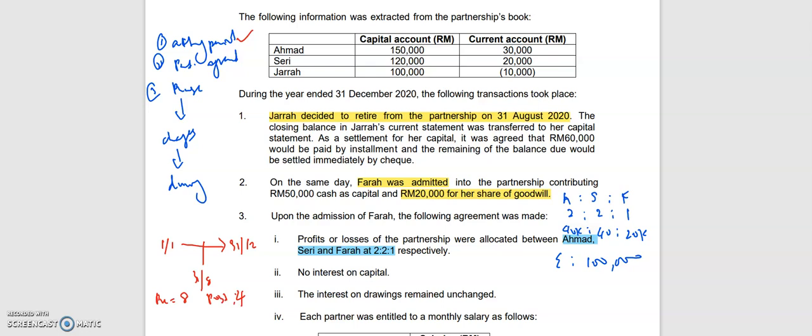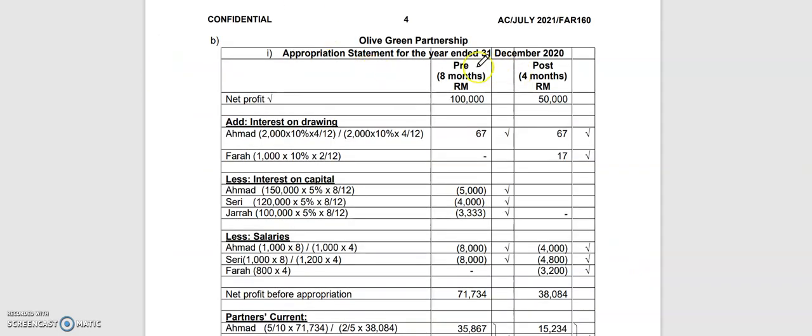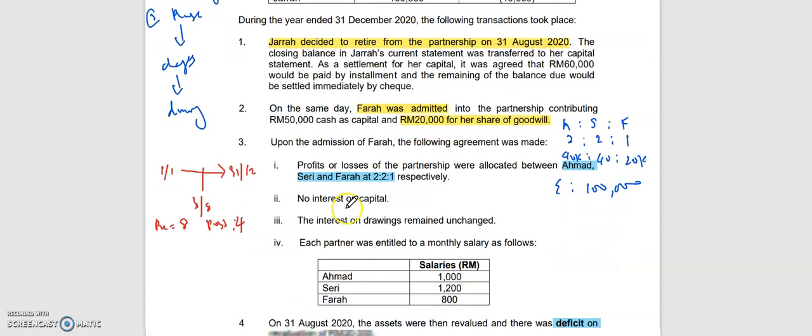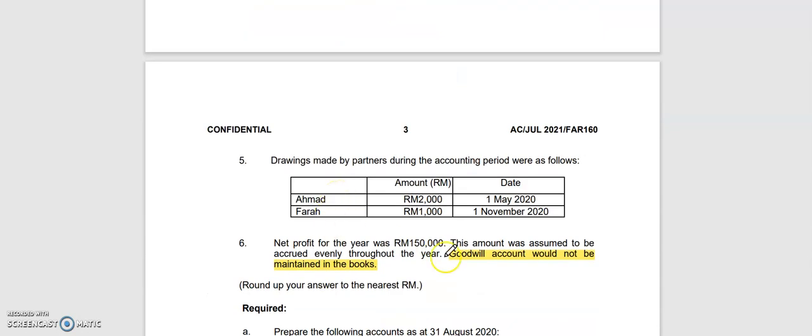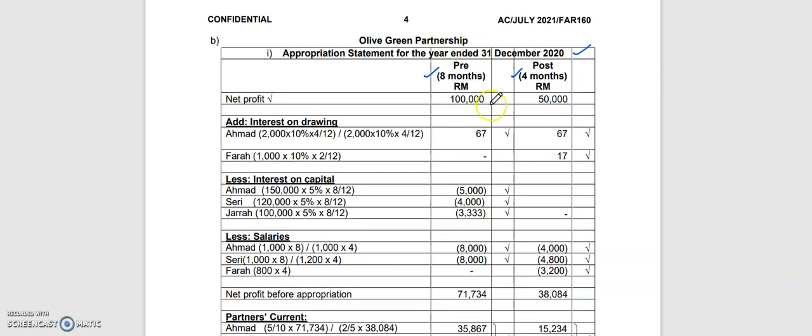So you will break down the timing for the appropriation statement as follows. Pre-period 8 months, post-period 4 months. Don't forget the title, of course. So we start as usual with the net profit. How much is the net profit? Net profit is given in the question, in additional information number 6, 150,000. It was assumed to be accrued evenly.